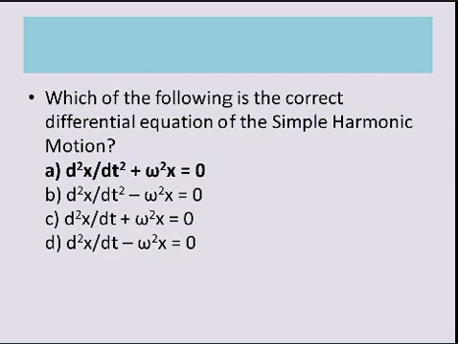Which of the following is the correct differential equation of the simple harmonic motion? Option A, d2x upon dt square plus omega square x is equal to 0. Option B, d2x upon dt square minus omega square x is equal to 0. Option C, d2x upon dt plus omega square x is equal to 0. Or option D, d2x upon dt minus omega square x is equal to 0. The correct answer is option A, that is d2x upon dt square plus omega square x is equal to 0.